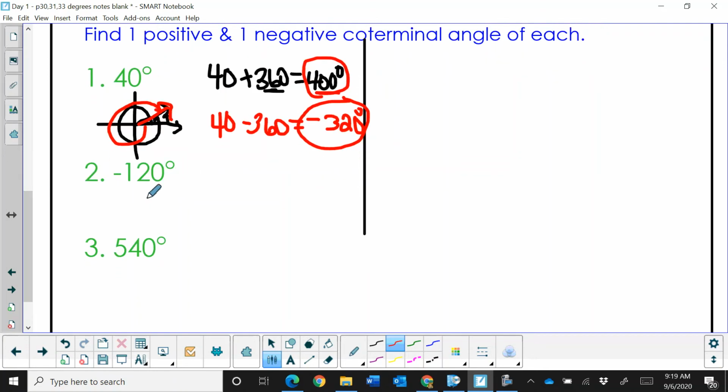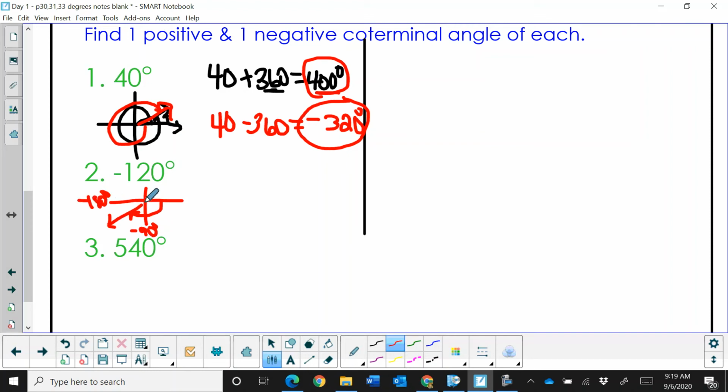Now let's say we're starting at negative 120. So I'm going to just plot that. Negative 120 would be in quadrant 3. It's past negative 90, but not as far as negative 180.